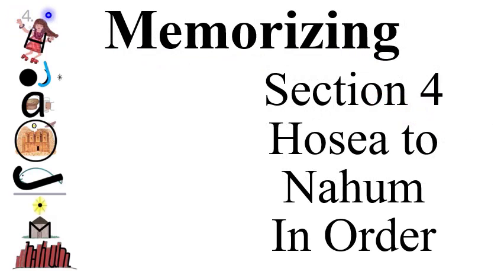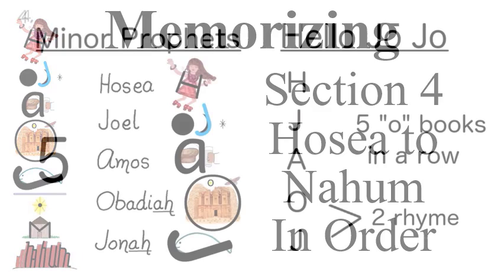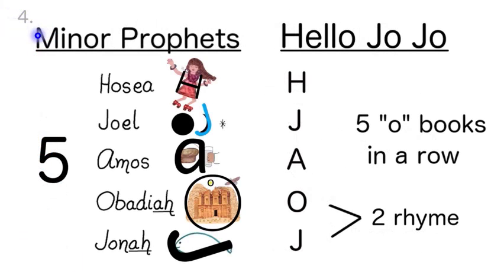Memorizing Section 4, Hosea to Nahum, in order. The fourth section starts with the minor prophet books, mainly having the red, brown, and blue colored icons. Their initials are H-J-A-O-J for the phrase, Hello, Joe, Joe.